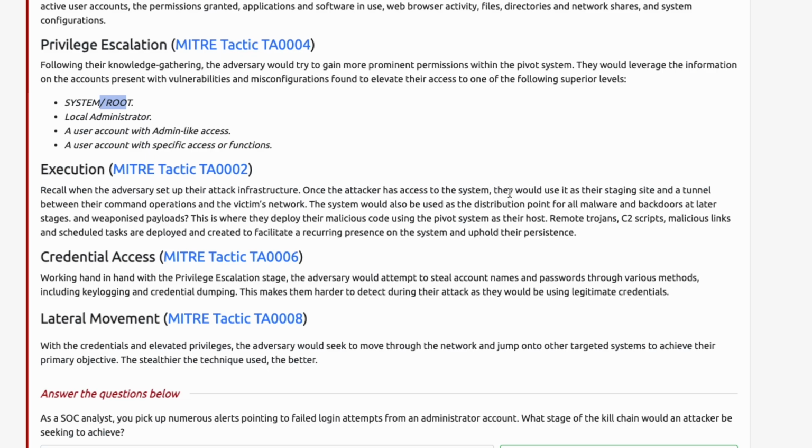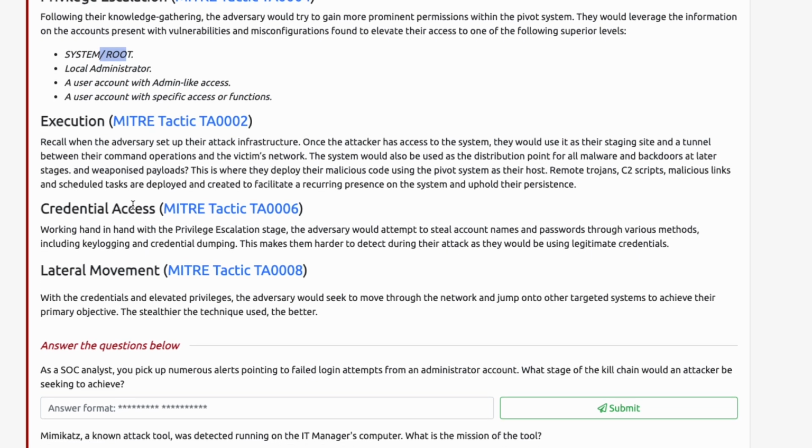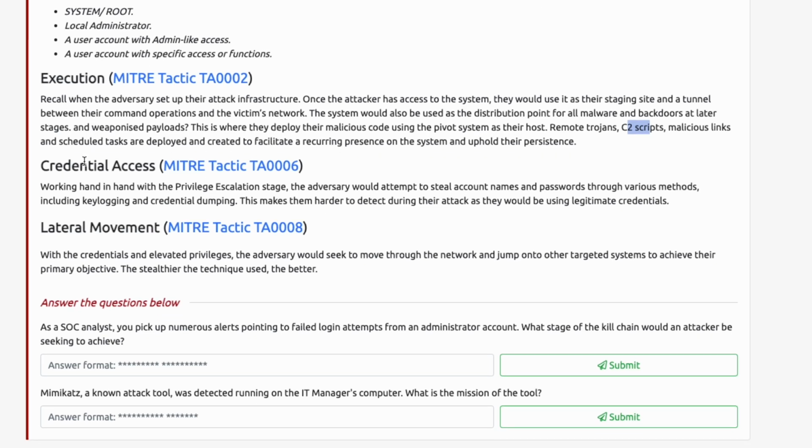Once the attacker has access to the system, they would use it as their staging site and a tunnel between their command operations and the victim's network. The system would also be used as a distribution point for all malware and backdoors at a later stage. And weaponized payloads, this is where they deploy their malicious code using the pivot system as their host. Remote Trojans, C2 scripts, malicious links, and scheduled tasks are all deployed and created to facilitate a recurring presence on the system and uphold that presence. This is called execution. Credential access works hand in hand with privilege escalation.